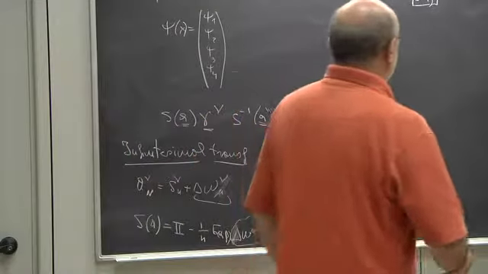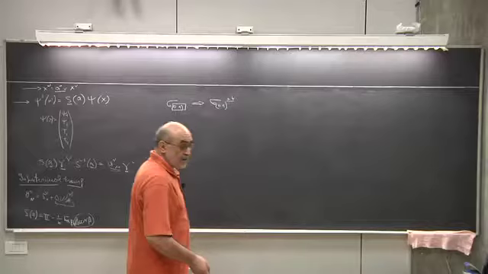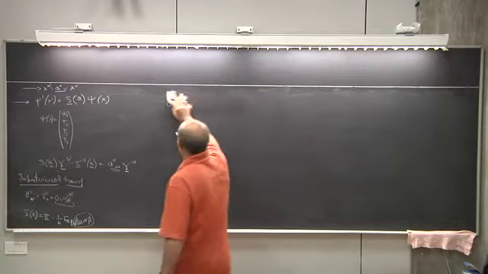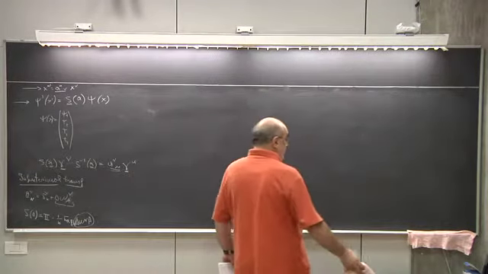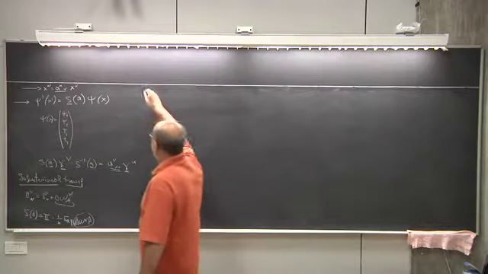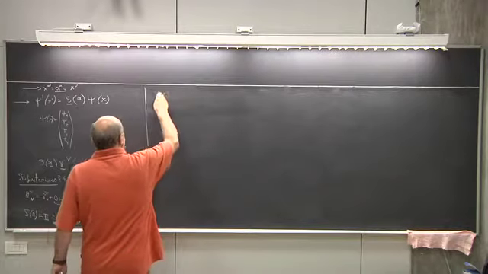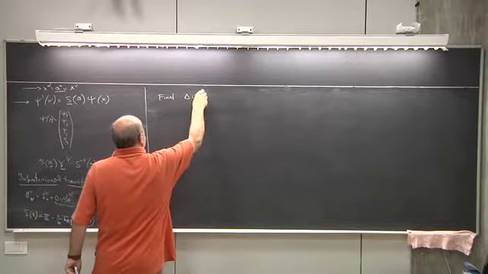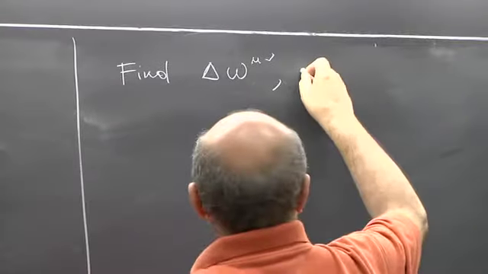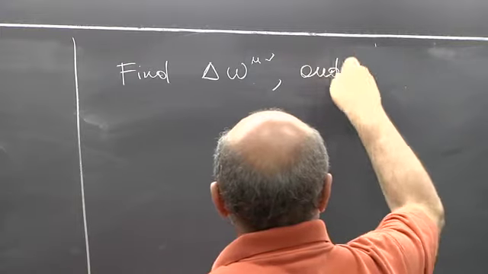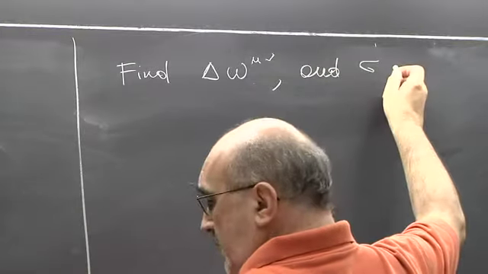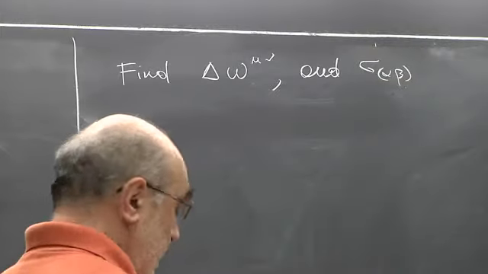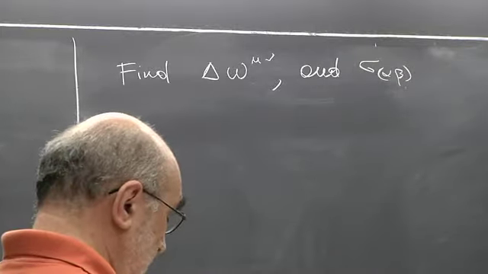We will see what they are. So our goal now is to find both omega and sigma, and we will do it for some particular case. So the issue is to find delta omega mu nu and sigma, let's call them alpha beta, where I put the alpha and beta among the indices.